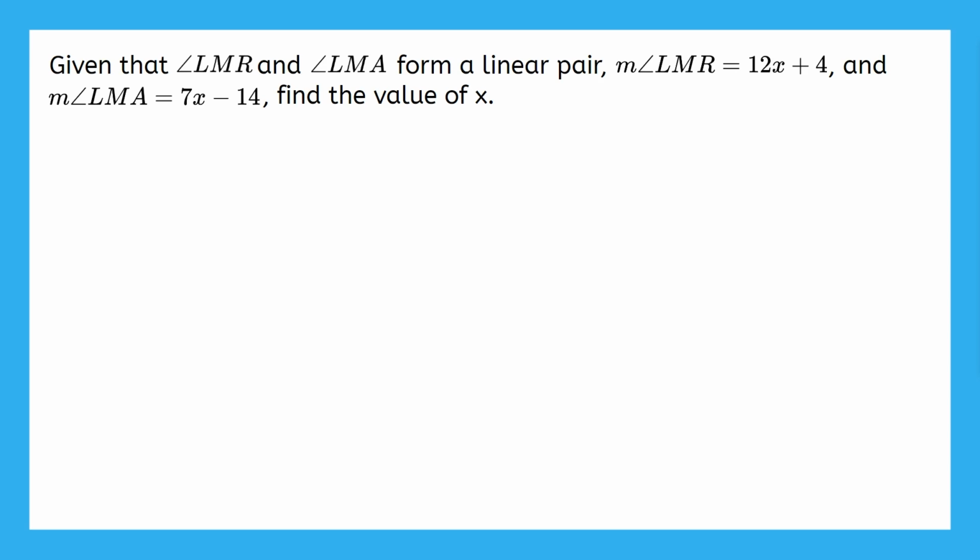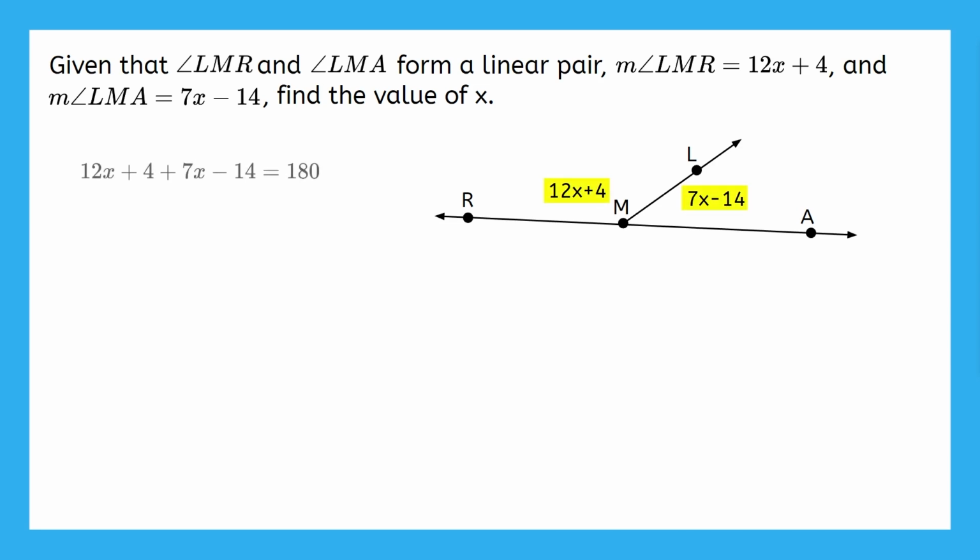I hope you were able to draw a picture similar to mine to help you visualize what's going on here. Remember how the angles in a linear pair are supplementary, which means they add up to 180 degrees? Well, that's exactly what we can do with these expressions. We can add them up to equal 180. Pause the video and keep going from here if you haven't already.